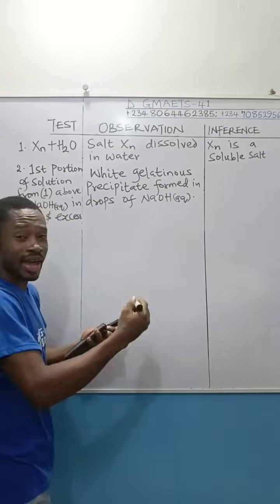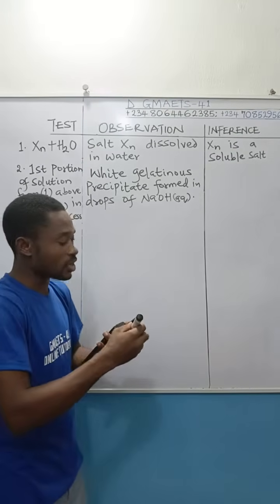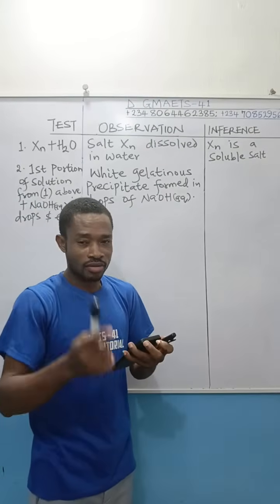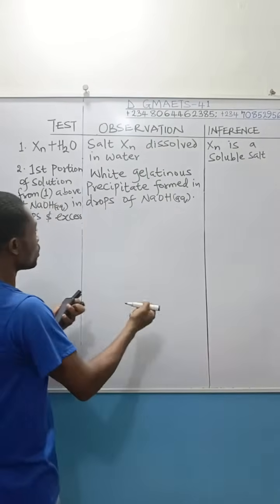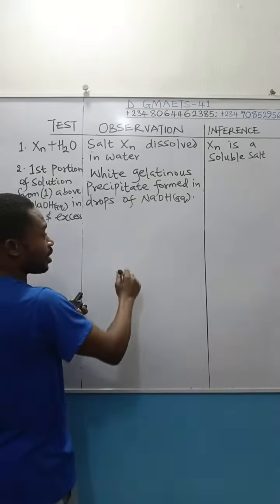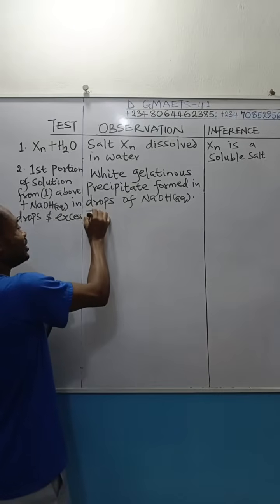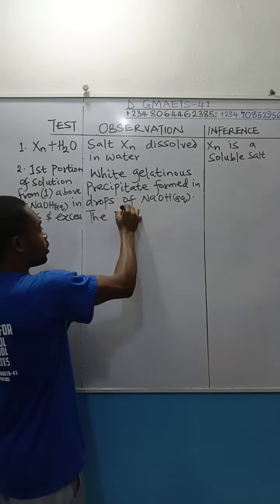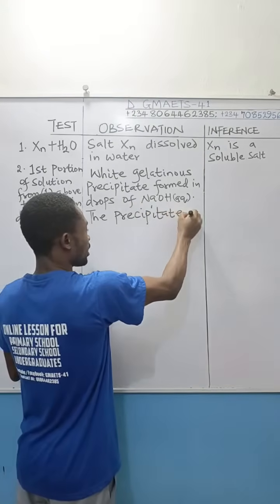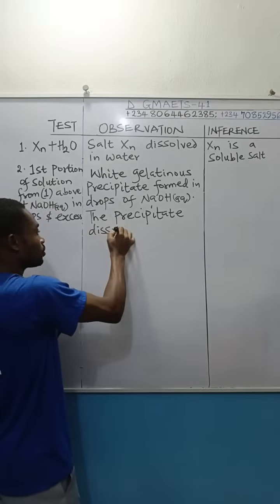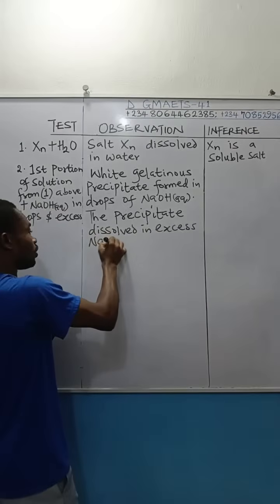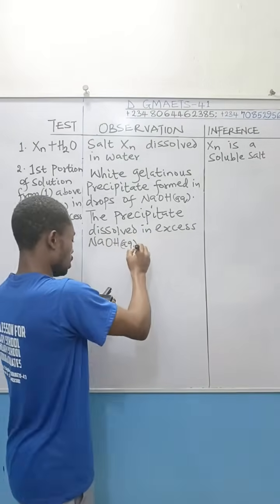Then what will now happen in excess? In excess is to check whether the precipitate that is formed in drops is going to dissolve or not. Remember I said I'm targeting zinc. So in this case, where I said I have white gelatinous precipitate formed in drops of sodium hydroxide first up, then the precipitate dissolved in excess. Dissolved in excess of sodium hydroxide aqueous. It dissolved.